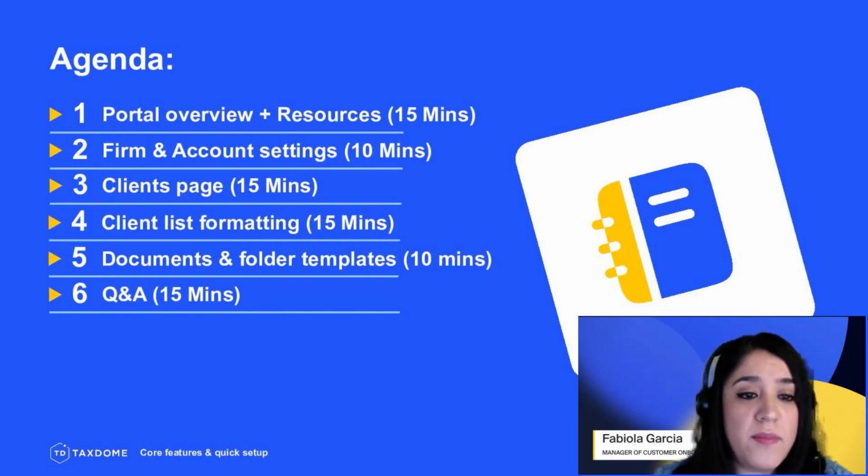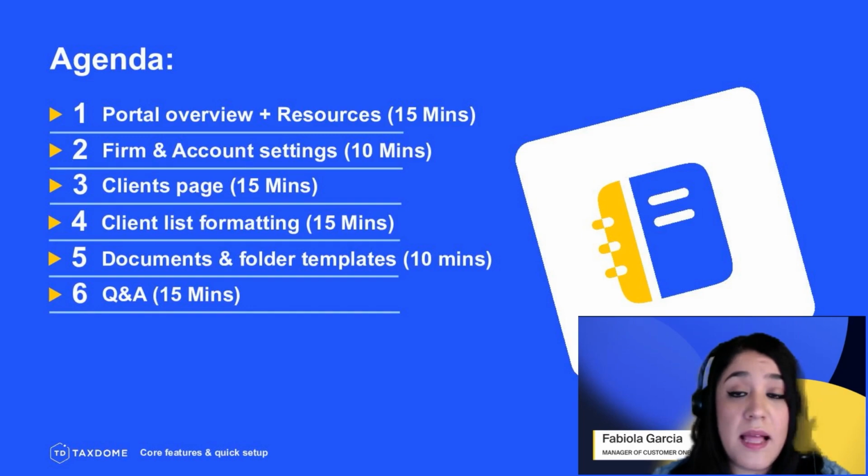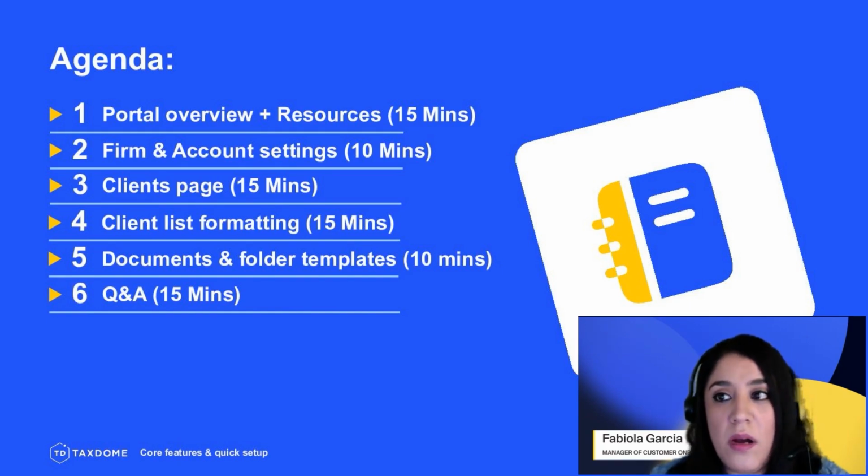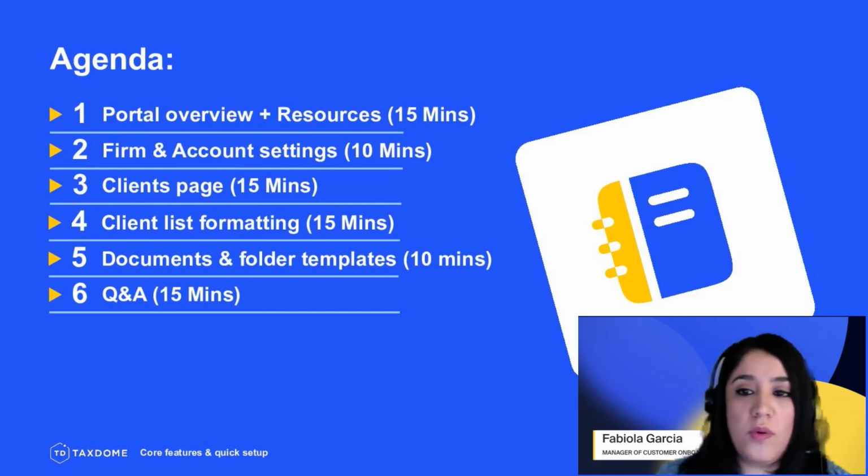We'll talk about firm and account settings, clients, pretty much the CRM, how to format your client list, which means importing your current clients into the system. We'll talk about how to generate a folder template, which means the folders that your client will have access to. And then we'll talk about whatever is important. We'll highlight questions after each section, and we'll do a quick recap so you can understand what was covered.